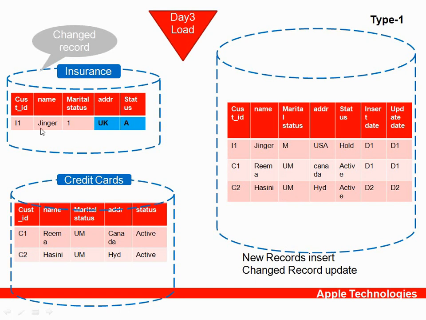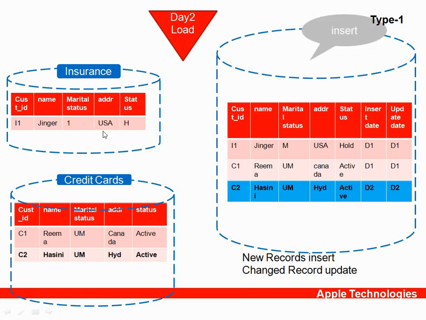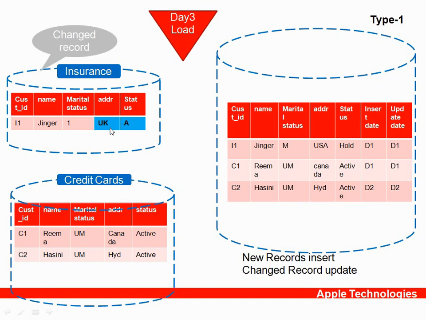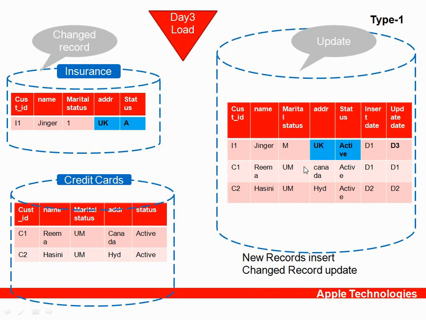So now previously, this customer was in USA, now moved to UK. So there is a change in the address. So changed information as per the type 1, we have to update it. So we'll take this record and then we'll update here. Take this information, update here.